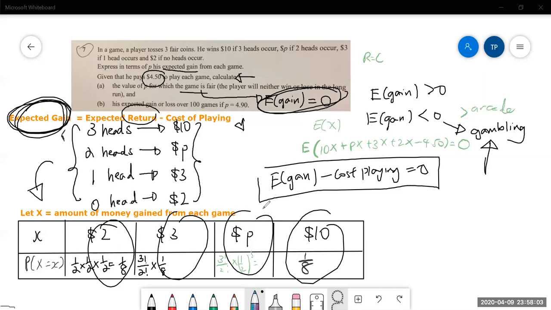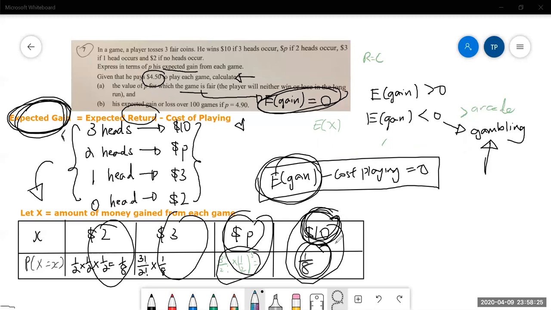Is it that? No. Why 10x? I don't understand. Because he gets 10 bucks. I know what's wrong. 10 times 1 over 8 plus... You get what I mean? This expected gain here means 10 times 1 over 8, plus P times this, plus 3 times this, plus 2 times this. Then minus 450 and equate it to 0.